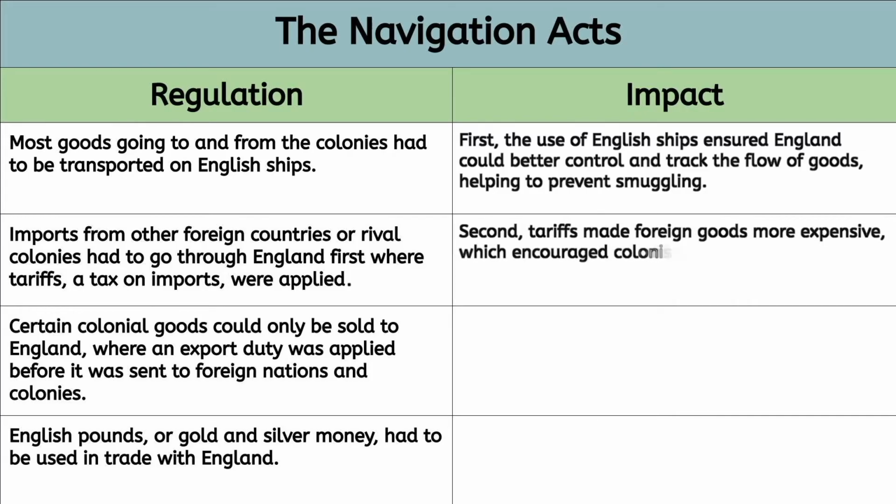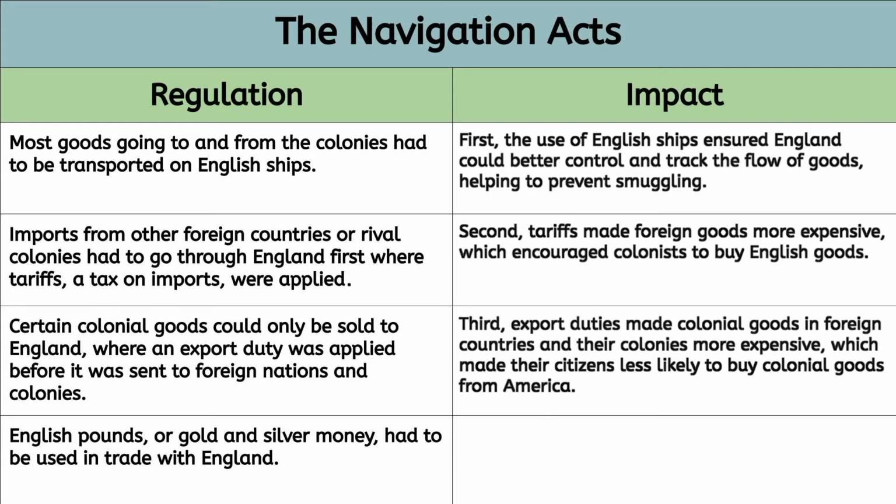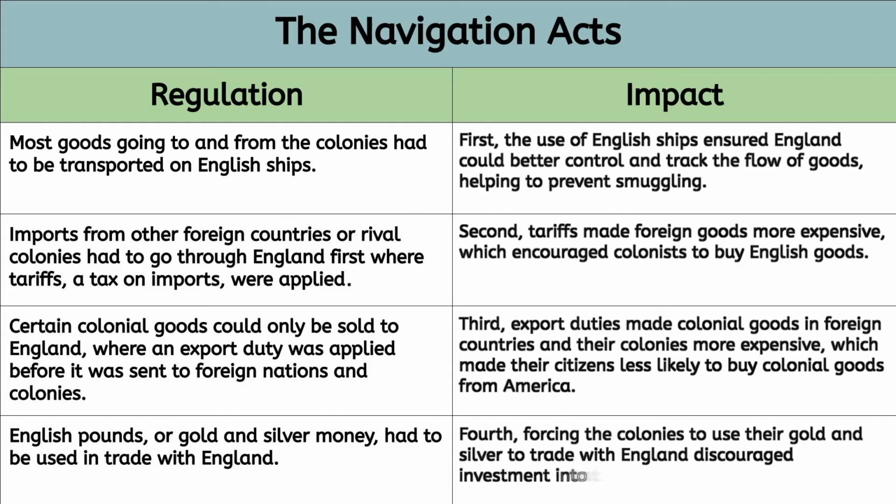Second, tariffs made foreign goods more expensive, which encouraged colonists to buy English goods. Third, export duties made colonial goods in foreign countries and their colonies more expensive, which made their citizens less likely to buy colonial goods from America. Fourth, forcing the colonies to use their gold and silver to trade with England discouraged investment into the colonies' local economies. Sounds like a win for England.